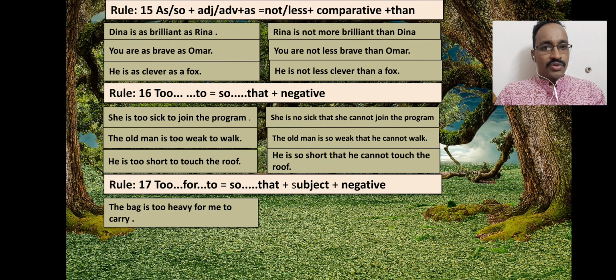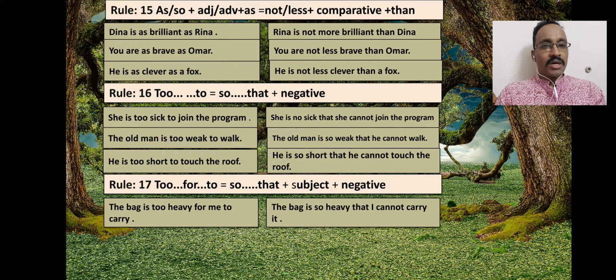The bag is too heavy for me to carry. Too heavy. Heavy is, here you see, an adjective, and for me, for is there. So how can we make it a negative sentence? The bag is so heavy that I cannot carry it. Almost the same.